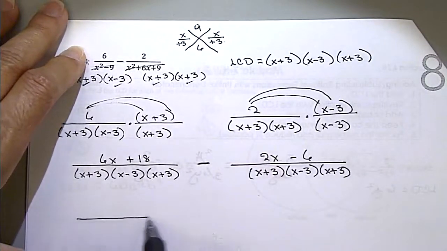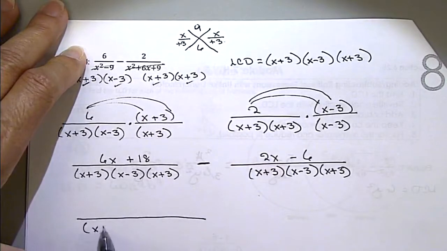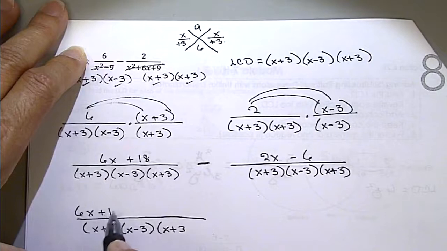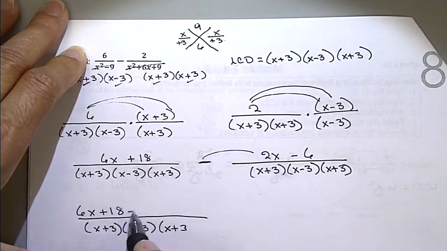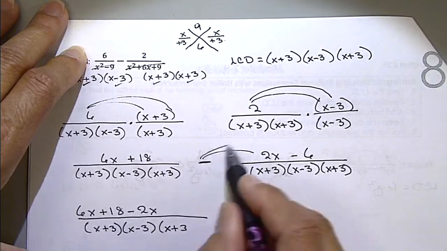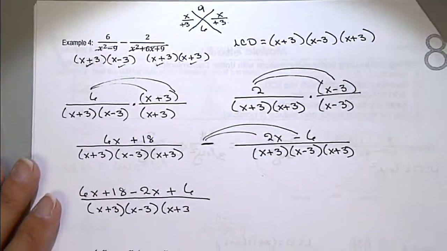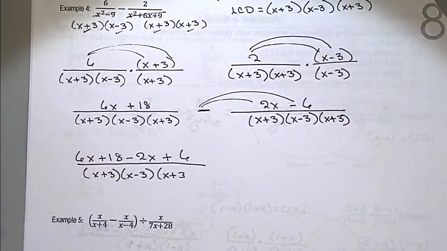So when I come down here for the next stage, everything is over that common denominator. And I have 6x plus 18 minus 2x plus 6. Okay? It's not as confusing when the middle operation is plus, but when the middle operation is negative, you have to remember to distribute that negative. And some of you missed that on the last test.